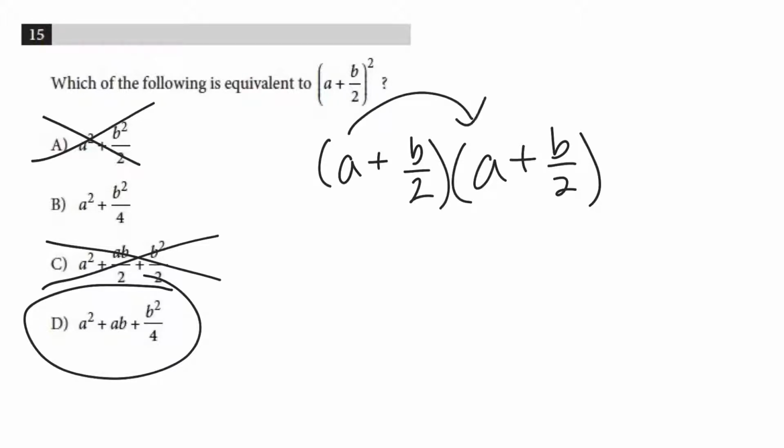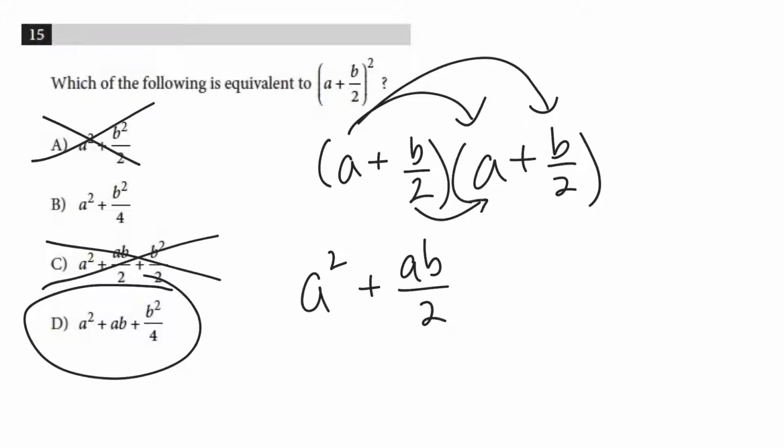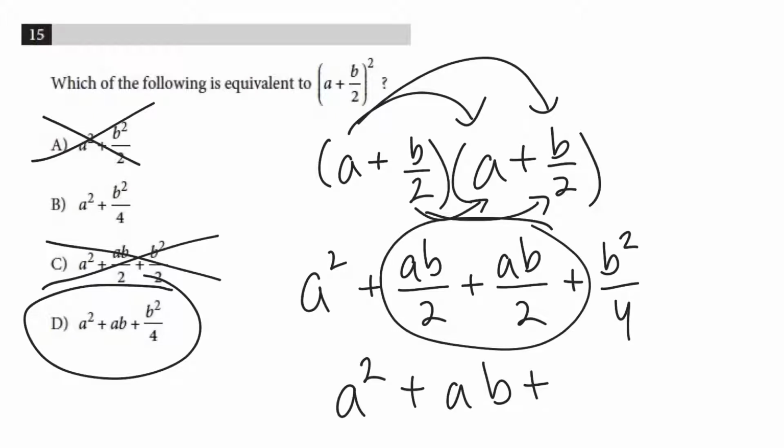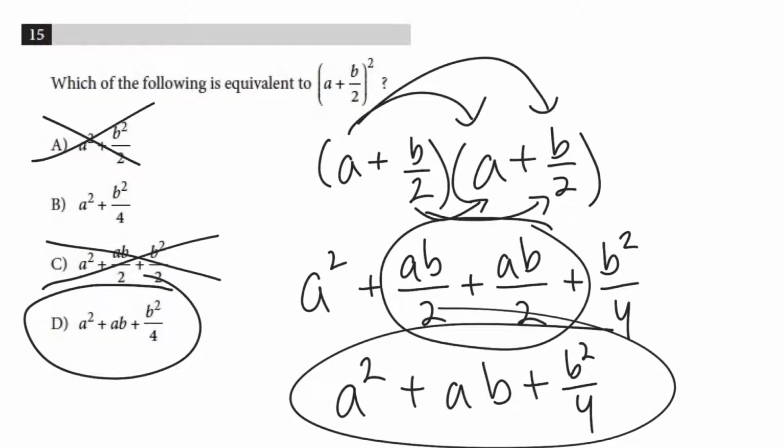Okay, so we're going to have a squared, a times a is a squared. Then we're going to have a times b/2, which is going to be ab/2. Then we're going to have b/2 times a, which is going to be ab/2. And then we're going to have b/2 times b/2, which is going to be b squared over 4. Well, now we're really focused on these center two terms here. Half of ab plus half of ab is going to be ab. Okay, so that is our answer, D.